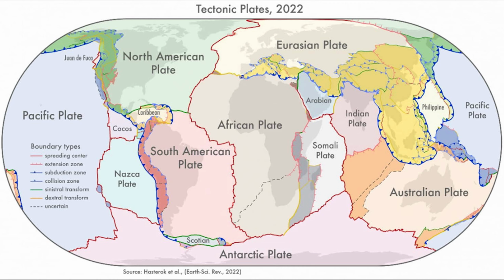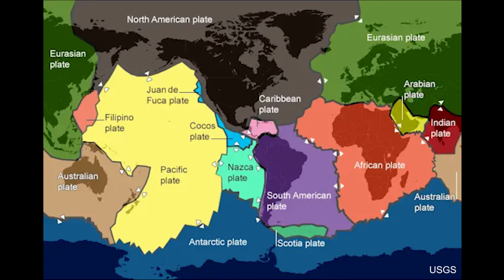Some of the plates are named after the continents they include, but in no case is a plate identical with a continent. The North American Plate, for example, extends from the Pacific coast of North America to the middle of the Atlantic Ocean, where it meets the Eurasian and African plates.